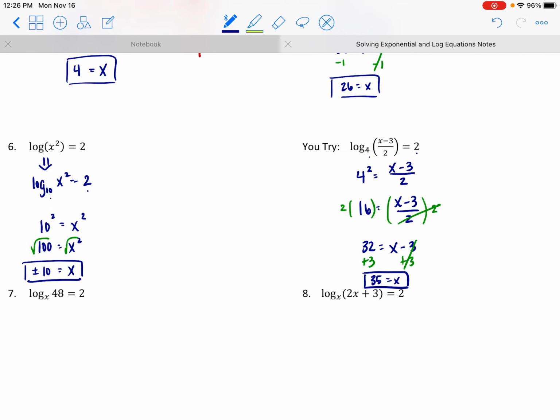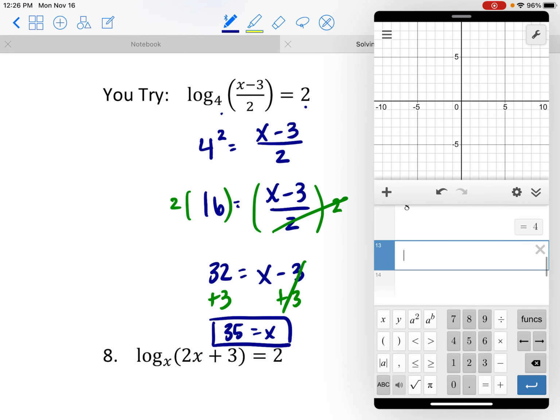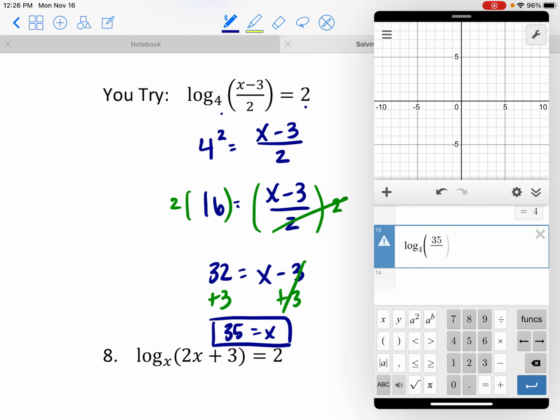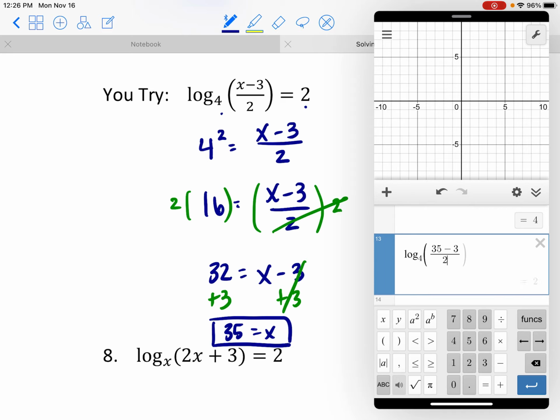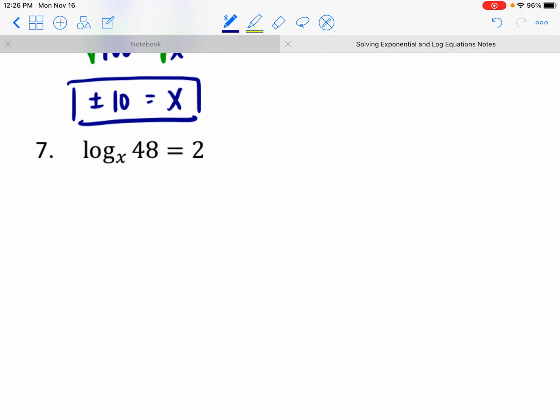Okay, not so bad. And again, if you wanted to check any of your work, feel free to do that. So let's say I wanted to check this one, log base 4 of 35 minus 3 over 2. I get the 2 that I have on the other side of the equation. So if at any point you want to check your work, remember you can always plug back in to do so, and you don't even have to do that by hand. Your calculator will do it.